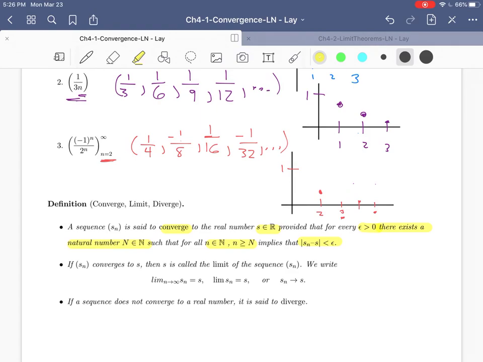Right? So when we get arbitrarily far down the sequence, then we are going to get arbitrarily close to S. If that sequence converges to S, then we say that S is the limit of the sequence. We can write it in lots of different ways. If a sequence does not converge, then we say that it diverges.